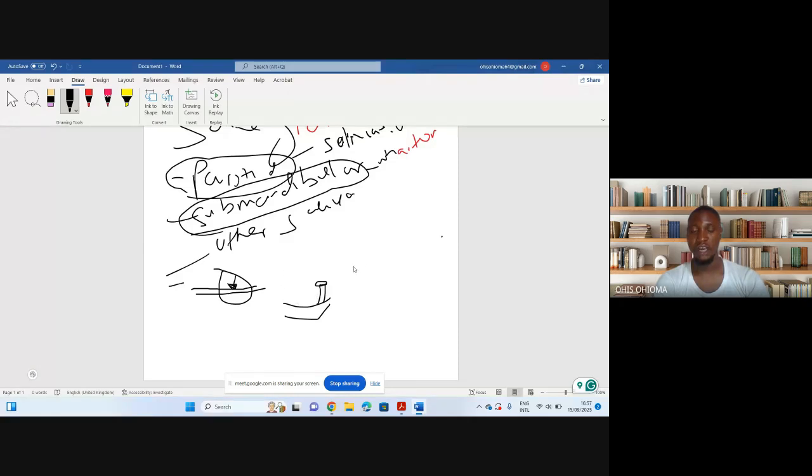And basically the saliva has two functions. That's protective function and mechanical function.